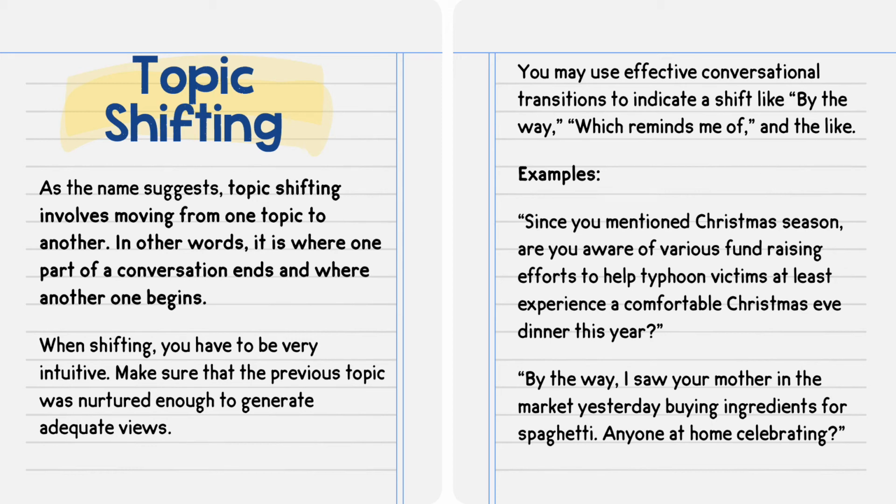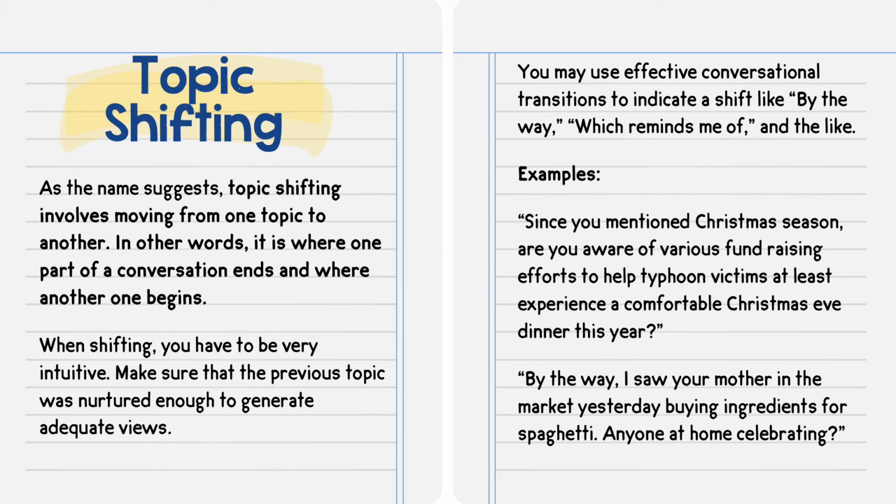Ito medyo madali tong ma-distinguish, no? Kasi meron siya mga parang mararamdaman mo to in conversations kapag ayaw na nung kausap mo yung pinag-uusapan ninyo or gusto na mag-usap tungkol sa ibang bagay naman. Now, when shifting, you have to be very intuitive. Make sure that the previous topic was nurtured enough to generate adequate ones. So, kagaya nung sa topic control, pagyamanin mo muna yung conversation. Baka naman, kakabukas pa lang, kaka-nominate pa lang ng topic, shift mo na agad.